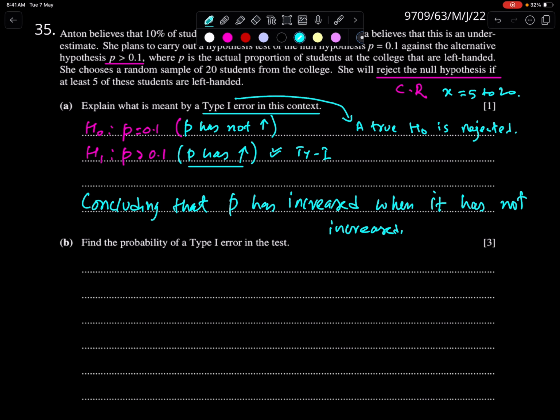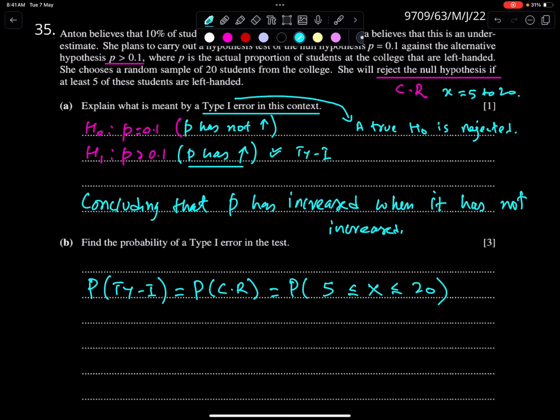Find the probability of a type 1 error. This is very simple. The probability of a type 1 error is the probability of the critical region. And the critical region for this question is x greater than or equal to 5, or you can say between 5 and 20 inclusive. This is the critical region.